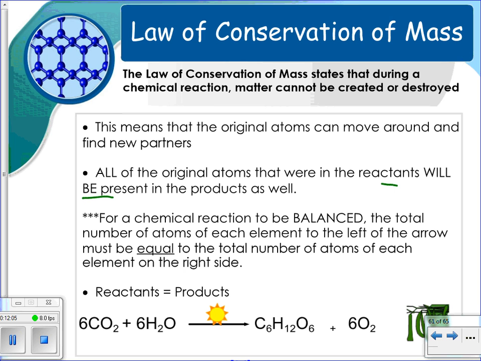For a chemical reaction to be balanced, the total number of atoms of each element to the left of the arrow must equal the total number of atoms to the right. So if you look here, you have 6 carbon, 6 carbon. You have 12 plus 6 oxygen, so that's 18. And over here you have 12 plus 6 is 18, and then you have 6 and 2 is 12. And over here, you have 12 hydrogen. We'll get into balancing these in another unit, but I just want to show you that a little bit.